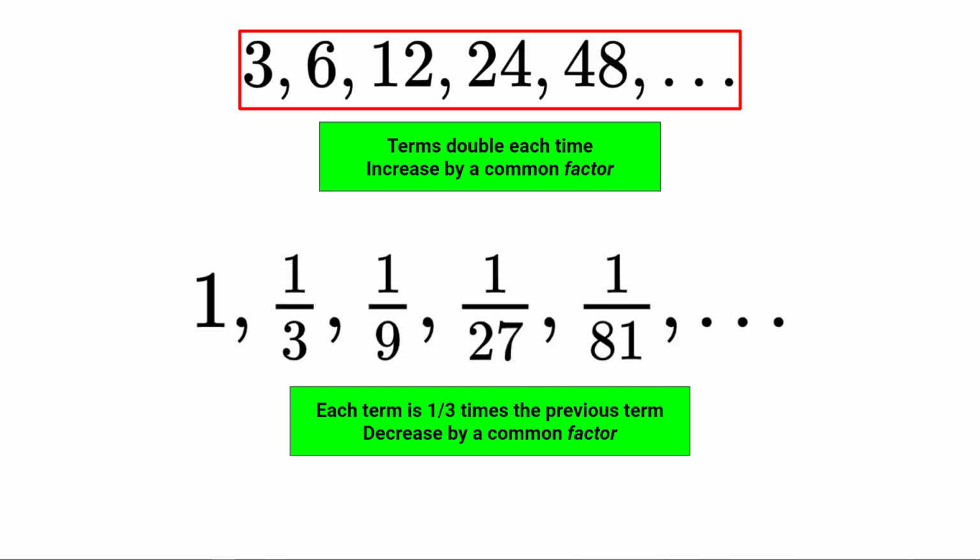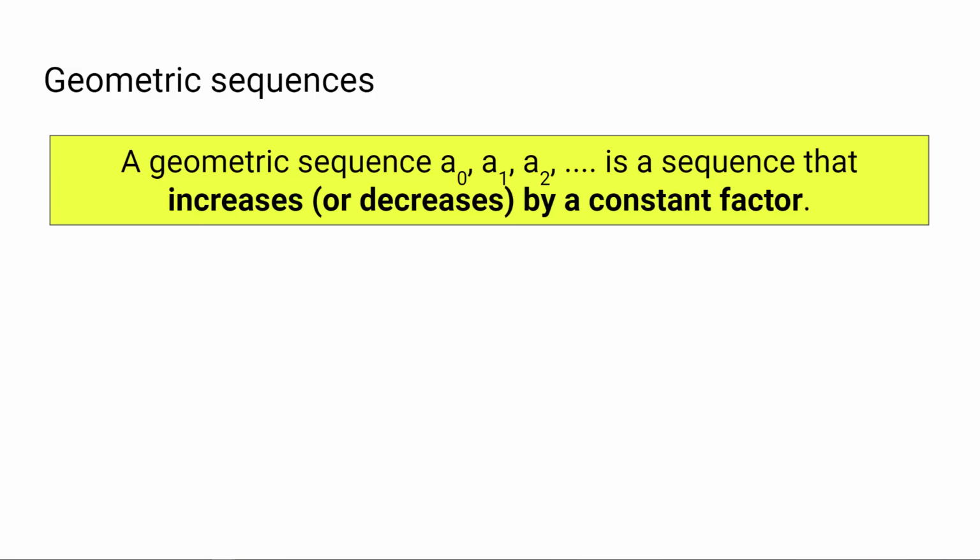The differences between the terms aren't always the same, so this is not an arithmetic sequence. But there is a common multiple between each term, namely each term is obtained by taking the previous one and multiplying by 1/3, or dividing by 3. So each term is 1/3 the size of the one that came before it. Sequences like these, where the terms change by the same factor, are called geometric sequences. You just saw two examples of geometric sequences.